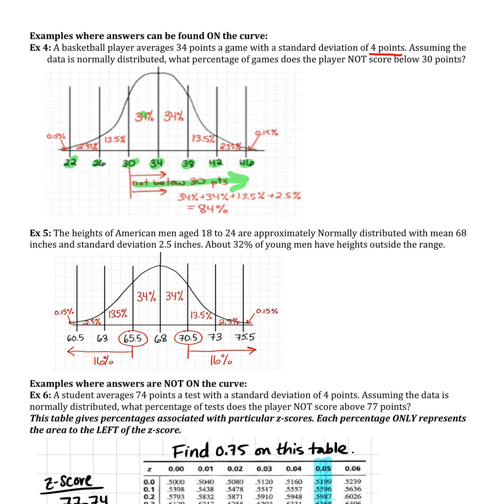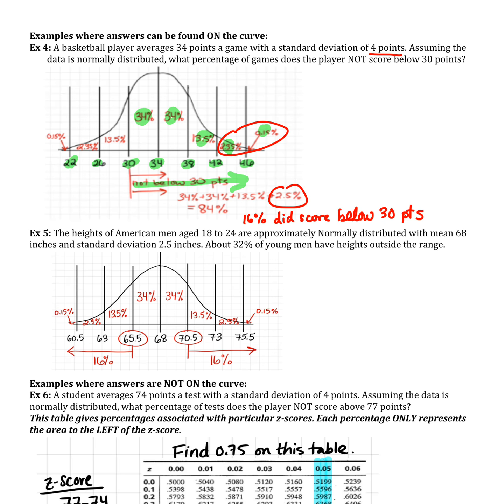I add up these 1, 2, 3, 4, 5 numbers respectively, and I get 84%. Notice here that I just had 2.5 because I know that these two together are 2.5%. So 84% did not score below 30, which means that 16% did score below 30.